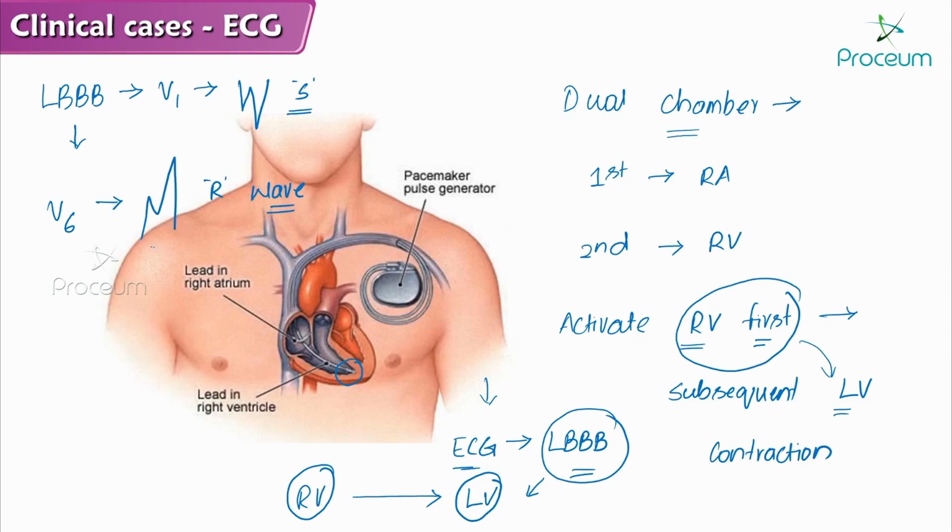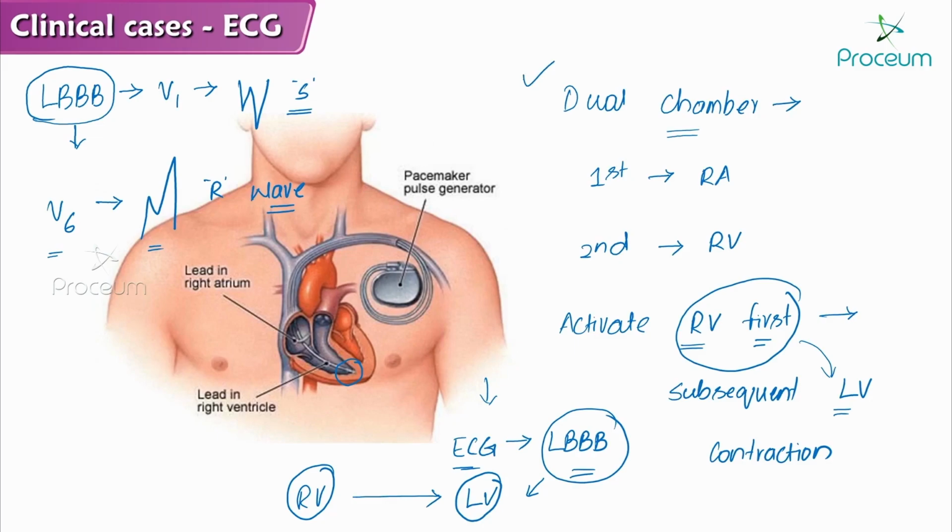Right? It should show the presence of M-shaped R wave in V6. That is what should happen in the left bundle branch block ECG. In LBBB ECG, this should be the normal thing. You should have W-shaped S wave in V1 and M-shaped R wave in V6. This is the ECG pattern that should be there if the patient is on dual chamber pacemaker. Right? If the patient is on dual chamber pacemaker, this should be the ECG pattern.